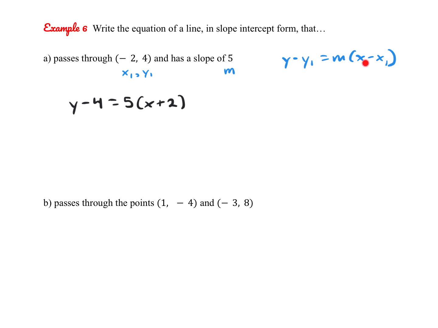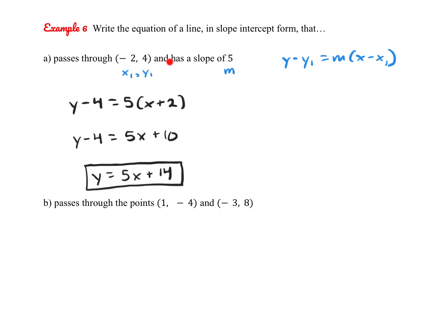So notice that in the form, it does say minus y1 and minus x1. And now we do want to rewrite our final equation in slope-intercept form, but that's super easy to do. So we have 5x plus 10. So we get y equals 5x plus 14. So when you have this set of information, I definitely would like to see you guys using that point slope form and then rewriting it however you need to.